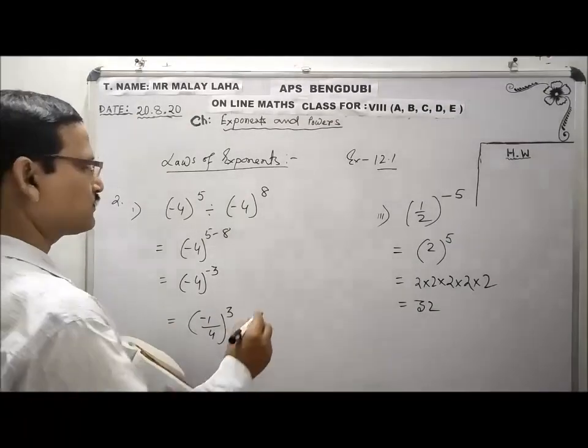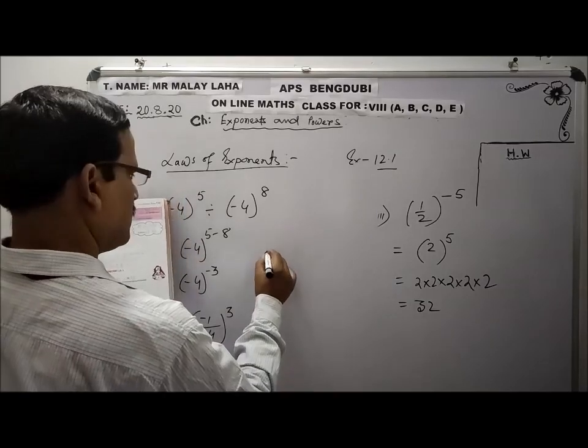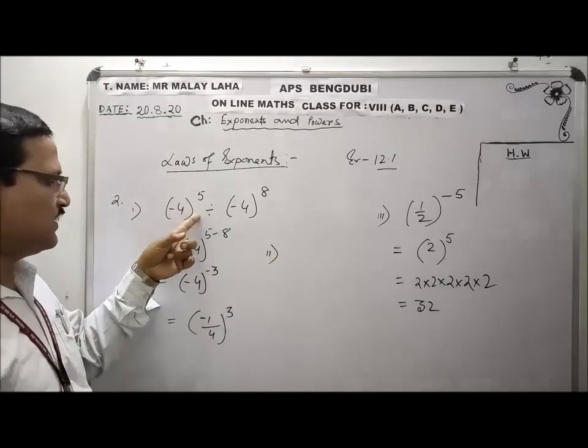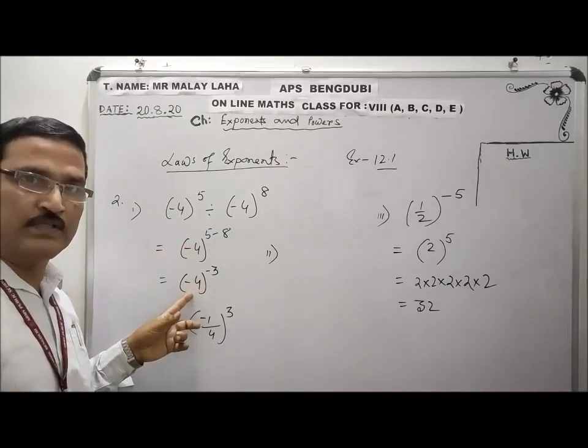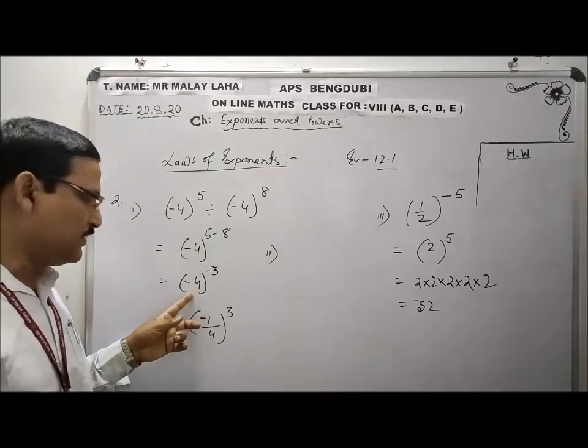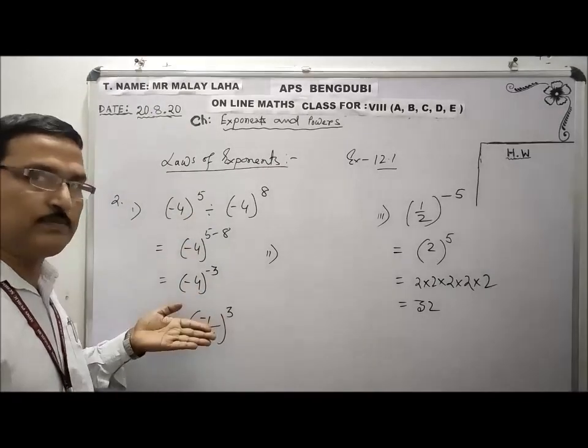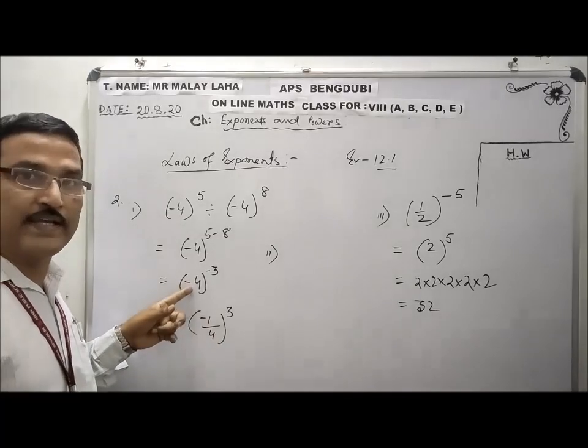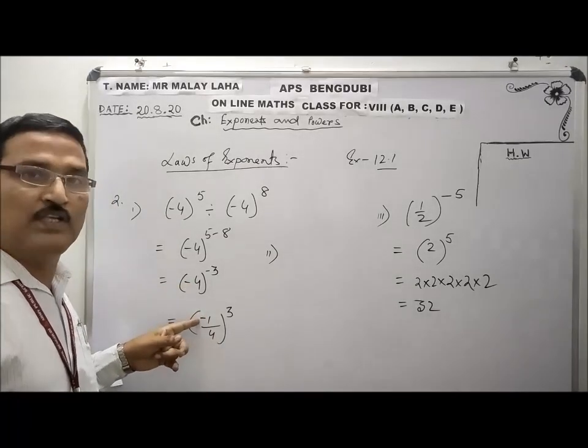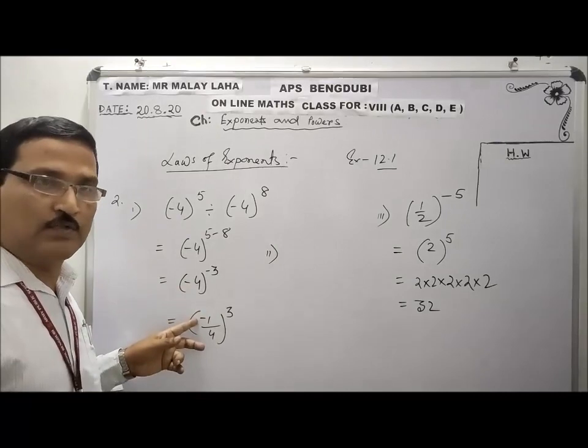Have you understood? Now next number. So your question is this. Final calculation up to this. But the instruction is positive exponent. How will you do it? You have to reciprocate the base. And if the number is negative, the negative sign will be with the numerator only, not with the denominator.